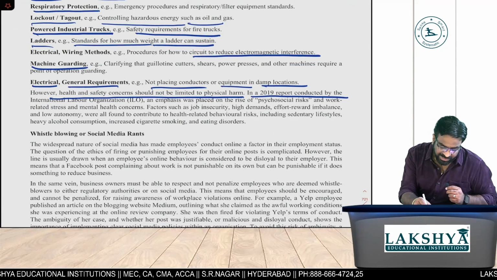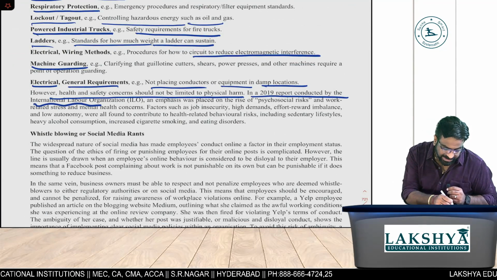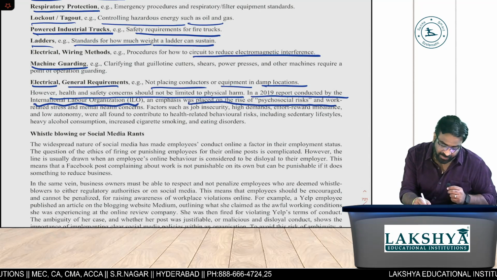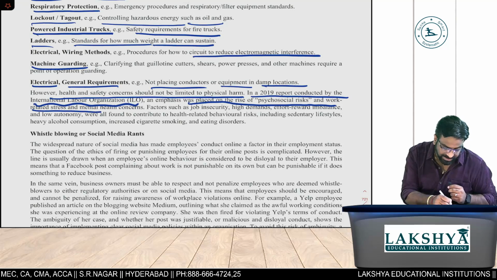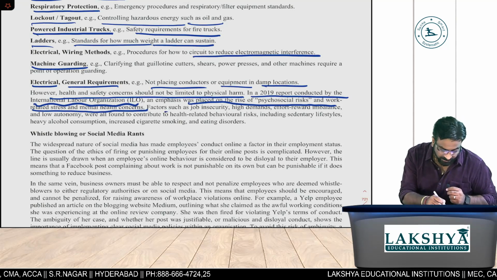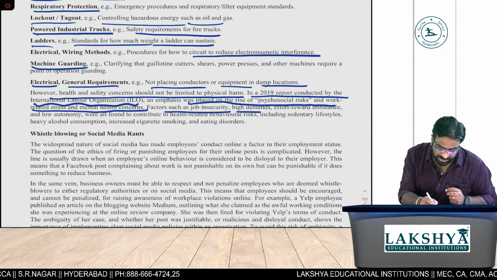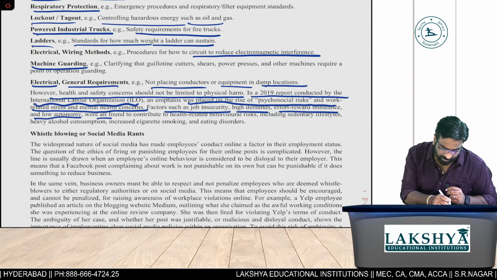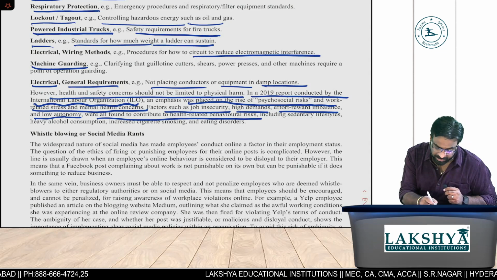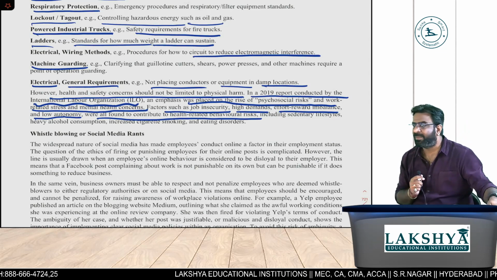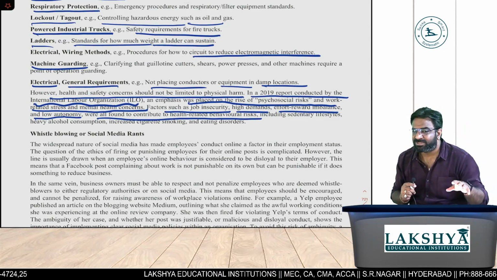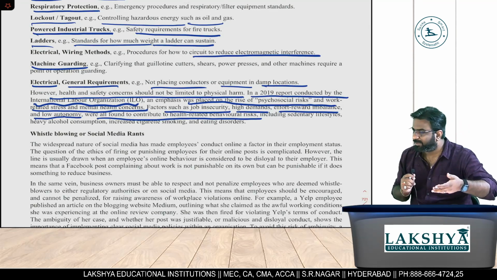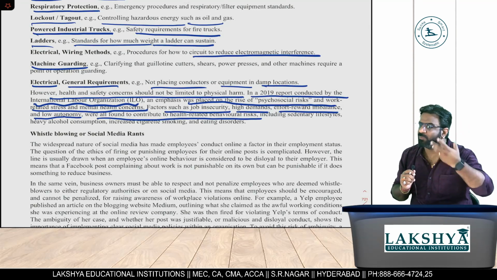Next one, however, health and safety concerns should not be limited to physical harm. In a 2019 report conducted by the International Labour Organization, an emphasis was placed on the rise of psychological risk and work-related stress and mental health concern. Factors such as job insecurity, high demands, effort-reward imbalance, and low autonomy were found to contribute to health-related behavior. They are saying that we should not only attach health and safety measures with meeting an accident. These are psychological problems nowadays.